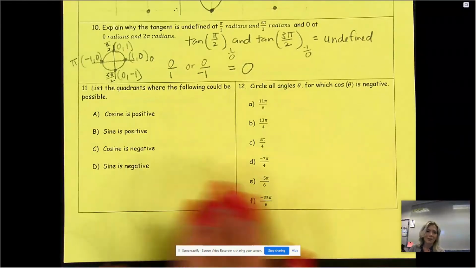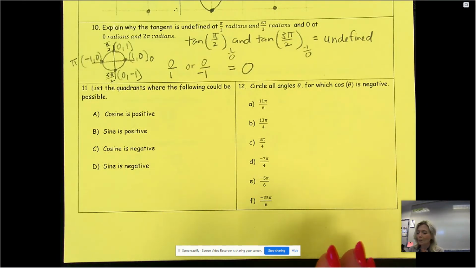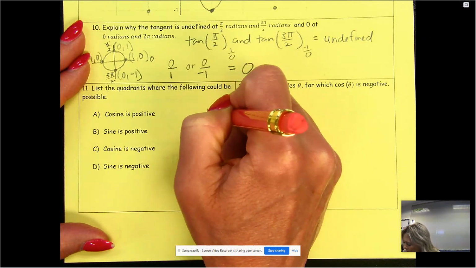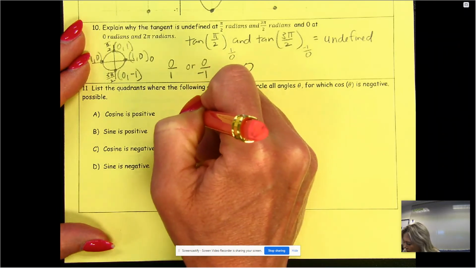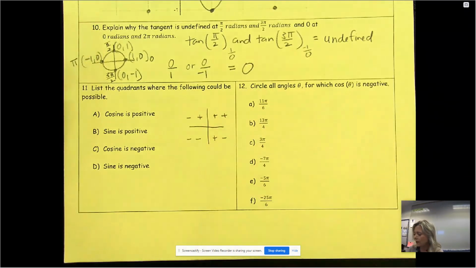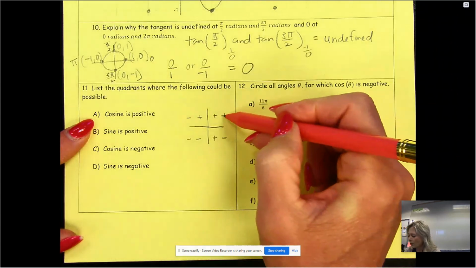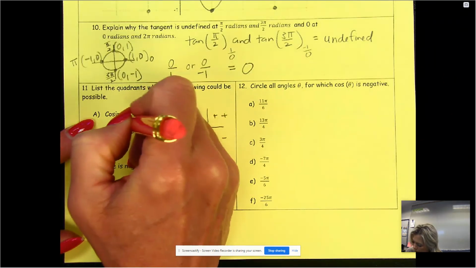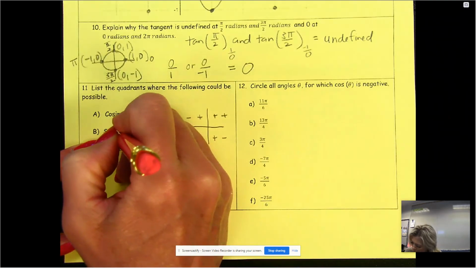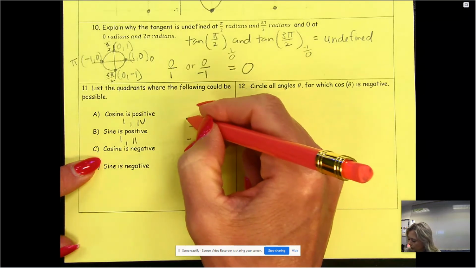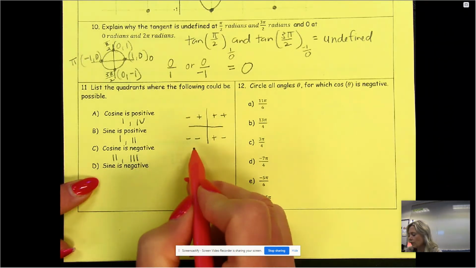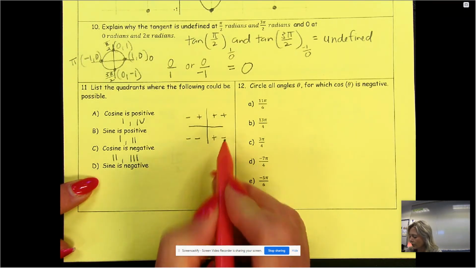Okay, finally, almost. The quadrants where the following could be possible. So here we have our 4 quadrants. In this one, cosine and sine are both positive. Cosine's negative, sine's positive. Cosine and sine are both negative. Cosine's positive, sine is negative. So cosine is positive in quadrants 1 and 4. Sine is positive in quadrants 1 and 2. Cosine is negative in 2 and 3. And sine is negative in 3 and 4.